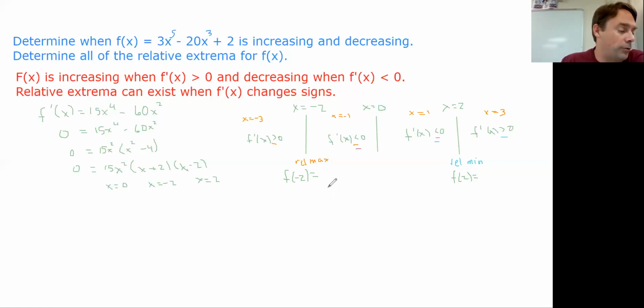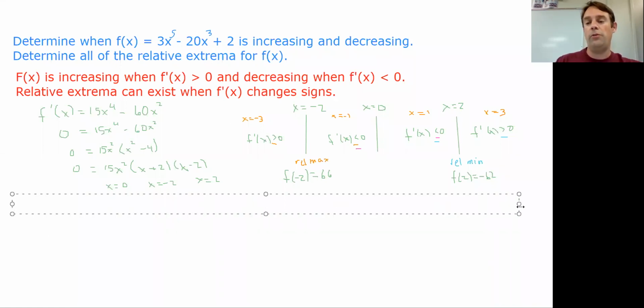So -2, if I plug that in there, I'm going to get 66. I plug 2 in here, I get -62. So what are we going to write? We said what we're going to do. We did all the work, and when we're done, we're going to say what we found.